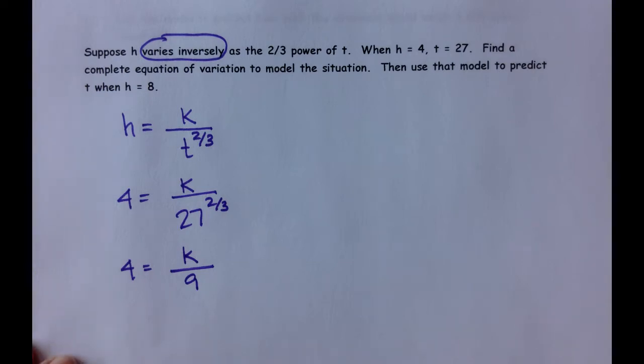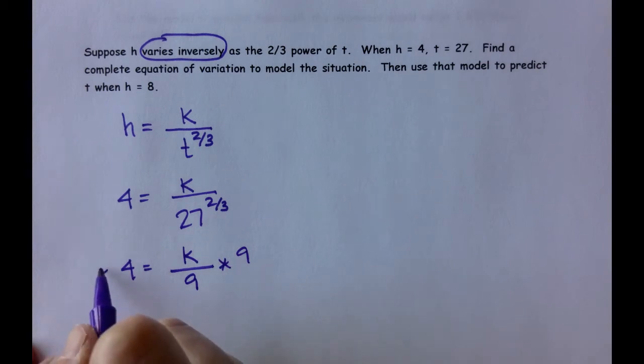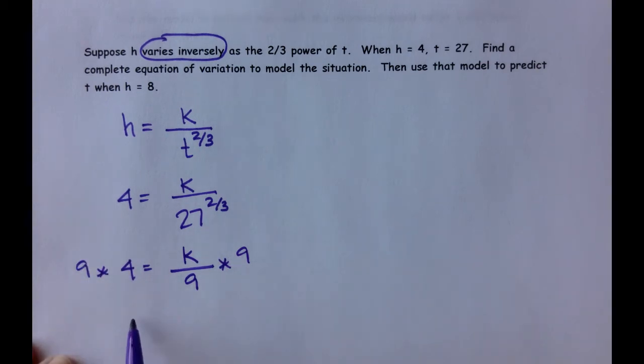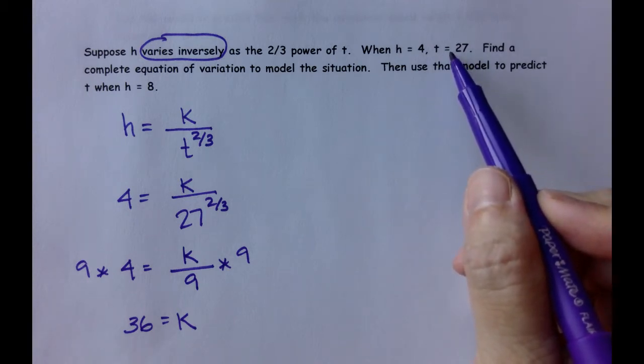We need to solve this for k. We will multiply both sides of this equation by 9, so that 36 is our k value. That takes care of the information in the second sentence.